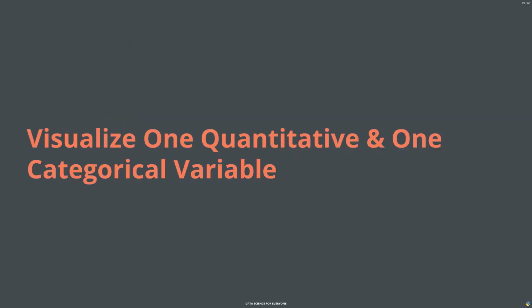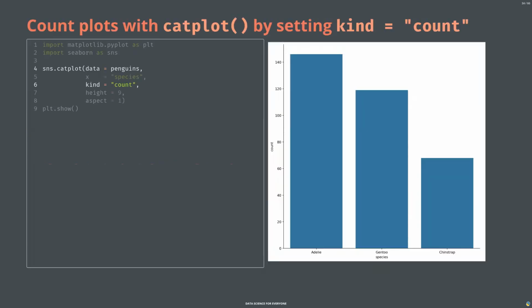Now let's look at visualizations that have categorical variables. For these demonstrations, we go back to the penguins dataset. For categorical data, we'll use the catplot method. This is similar to the countplot method except more powerful and customizable. In this example, we call catplot and set the kind argument to count. This gives us the same plot as before, but with added flexibility of catplot, such as easily creating subplots.